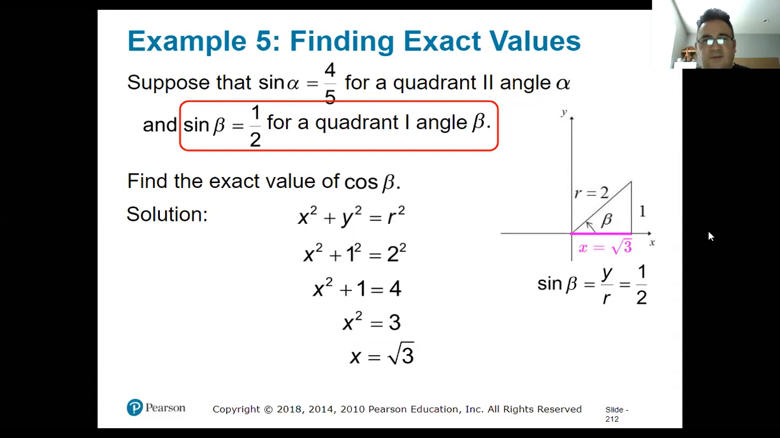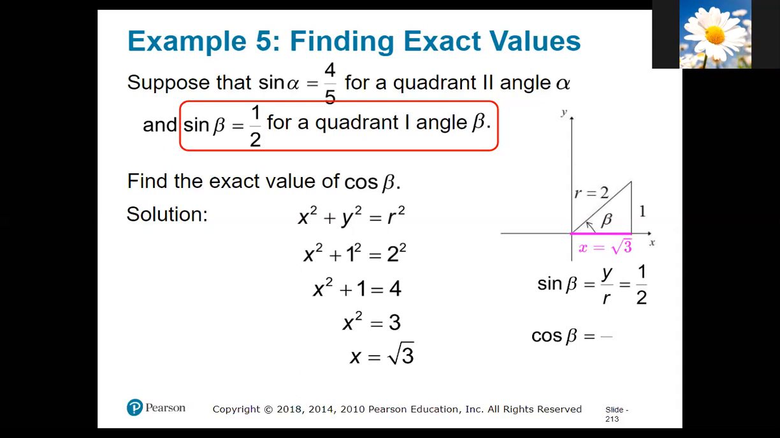So now I need to find the cosine of B. Cosine of B is what in terms of X, Y, and R? X over R. Good, Daniel. X over R, so that's going to be what? Square root of 3 over 2. Good, Roberto. Good, Jasenia.